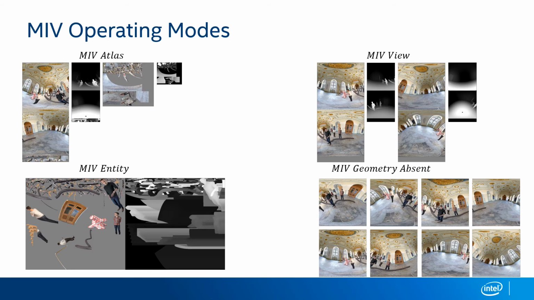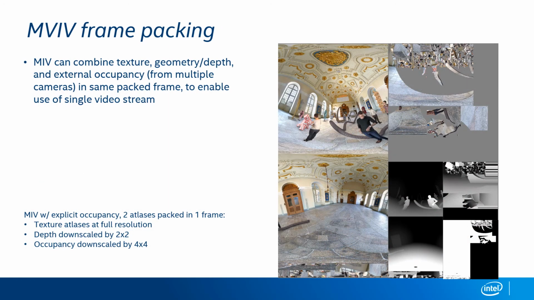And another mode is called entity mode, where individual objects can be identified and mapped with identifiers to allow different types of use cases. One more option is what's called frame packing, where the texture and the depth and also occupancy, which can be represented as externally, can be packed together inside of one video frame, and then that's sent to the video encoder once, and that enables the use of a single video stream.